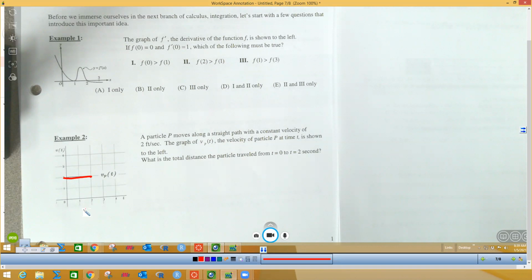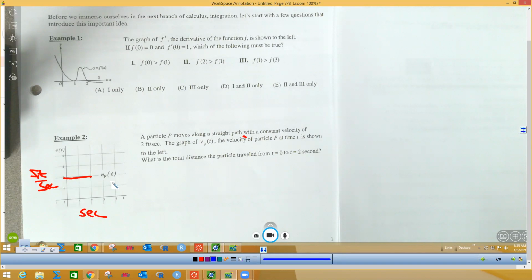Well, we need to know that this is seconds, right? 0 to 2 seconds. And they told us up here that the velocity is in feet per second. So this over here is feet per second. That's my y value for velocity. So what am I going to do to find the total distance traveled by this object? Anybody got any ideas?